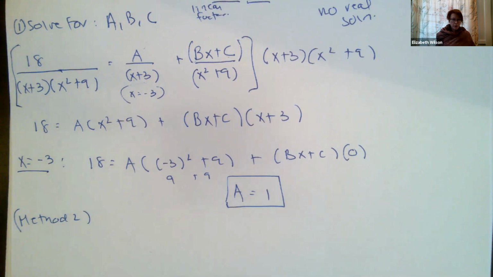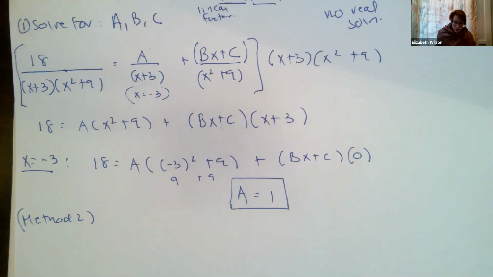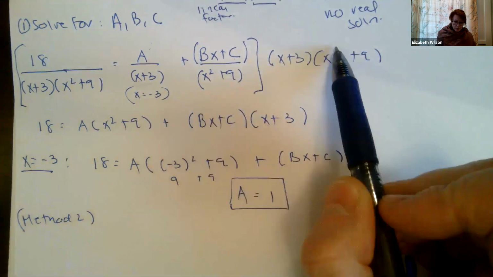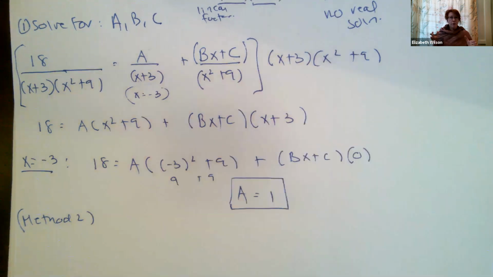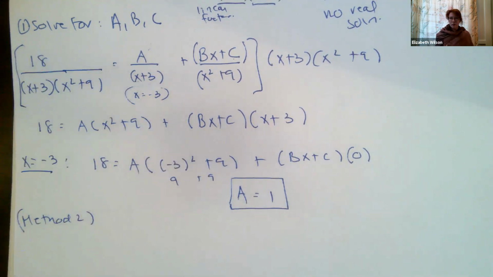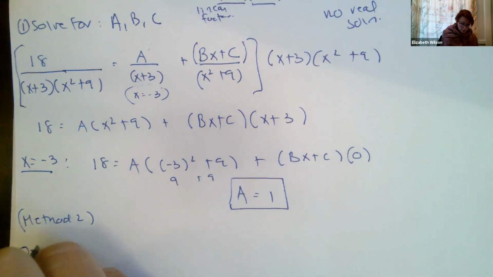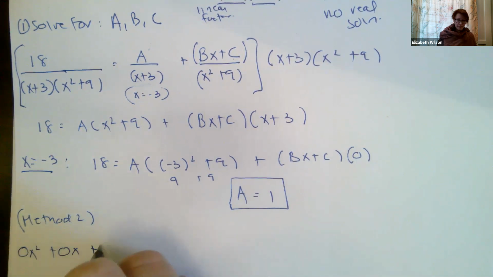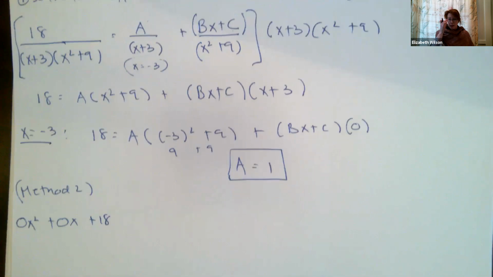So now what I'm going to do is, I know I've got an x squared term, which means, remember how we have to pair up the coefficients of the like terms from either side of the equal sign. But on this side of the equal sign, all I have is 18. I don't have an x squared term or an x term. So I'm going to pad it with zeros. I'm going to go like this: 0x squared plus 0x plus 18. It's kind of like a placeholder. It helps me keep it in place.